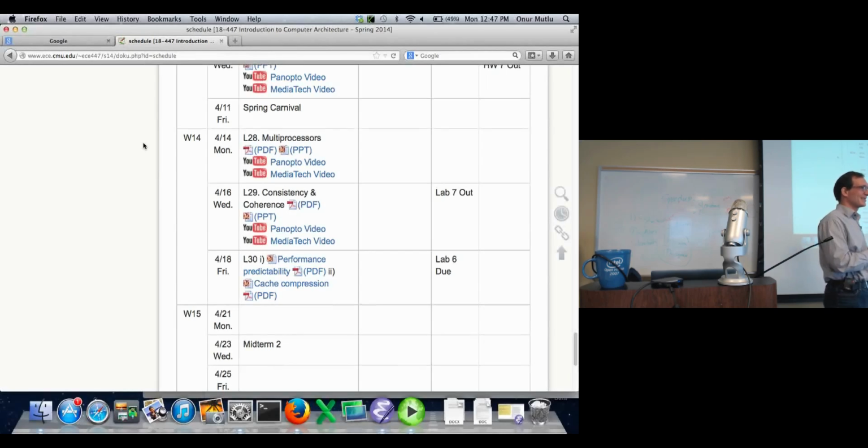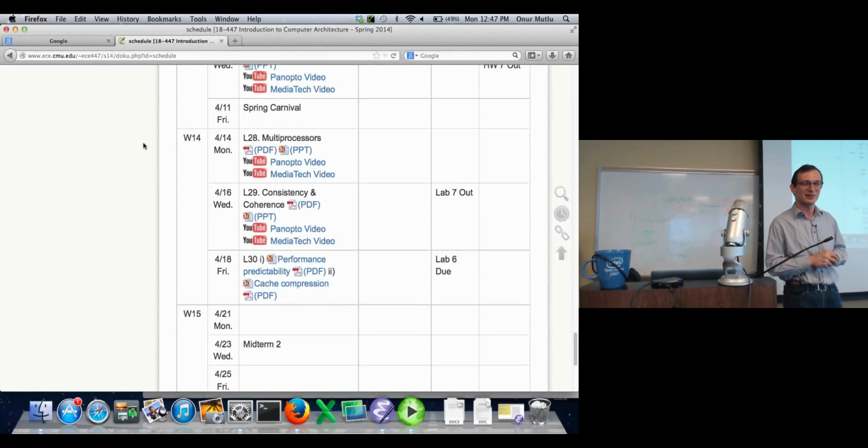Yes? Whether or not they share memory. Yes, which one shares memory? Tightly coupled shares memory. That's right. Yeah, tightly coupled multiprocessors have a global shared address space, whereas loosely coupled multiprocessors communicate via message passing. They don't share memory. And that's very fundamental too.